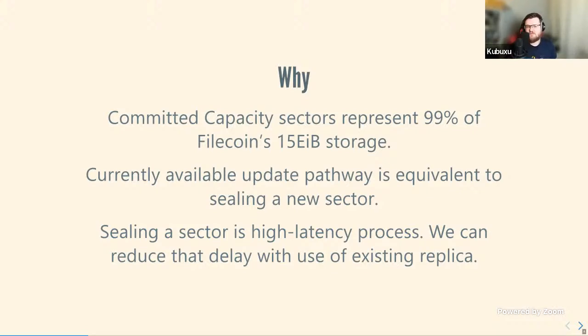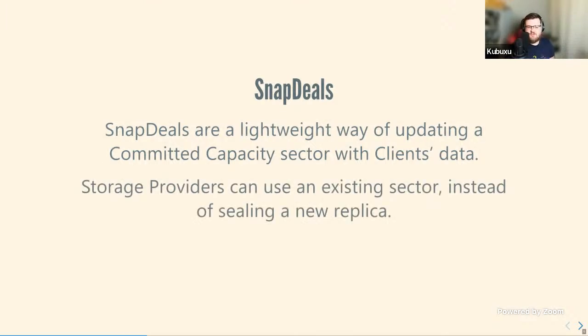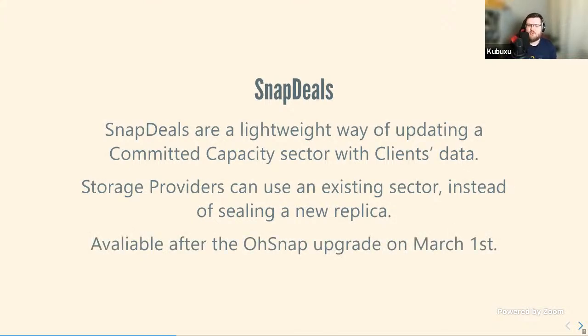With SnapDeals, we use that and embed the client's data into that replica, which allows us to skip this expensive process. So SnapDeals is our lightweight way of updating a committed capacity sector with client's data, and they leverage the existing properties of CC sectors. Storage providers can use an existing sector instead of sealing a new replica, which is the key feature. The pre-commit stage of the sealing process is completely skipped during SnapDeals. And the feature will be available after the OhSnap upgrade on March 1st.